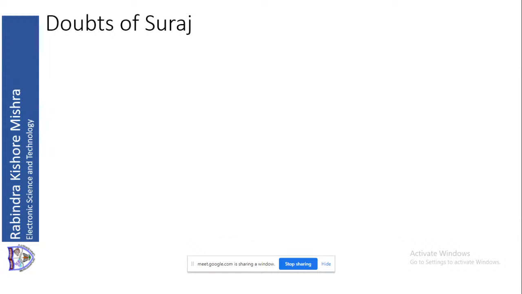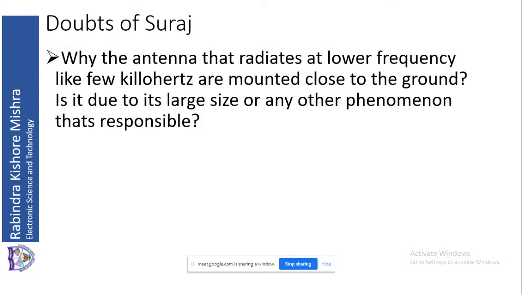Then the next question is, why do antennas that radiate at lower frequency, like a few kilohertz, get mounted close to the ground? And this question is continued in his next question. Is it due to its large size or some other phenomenon that is responsible? Okay, now the answer to this is simple. One is the antenna. Why are you using a low frequency like kilohertz?